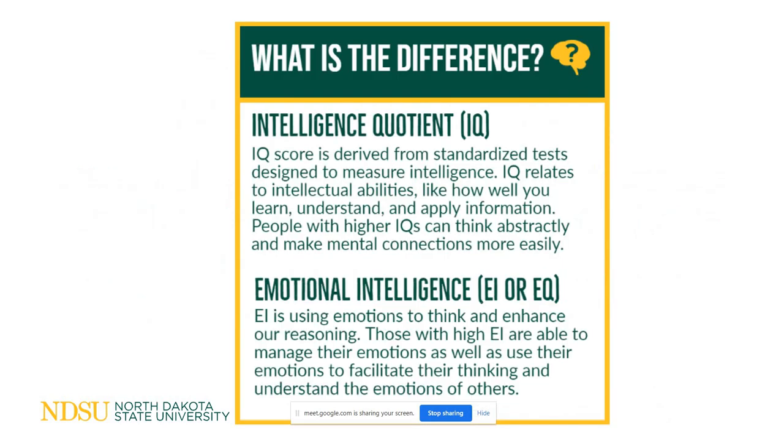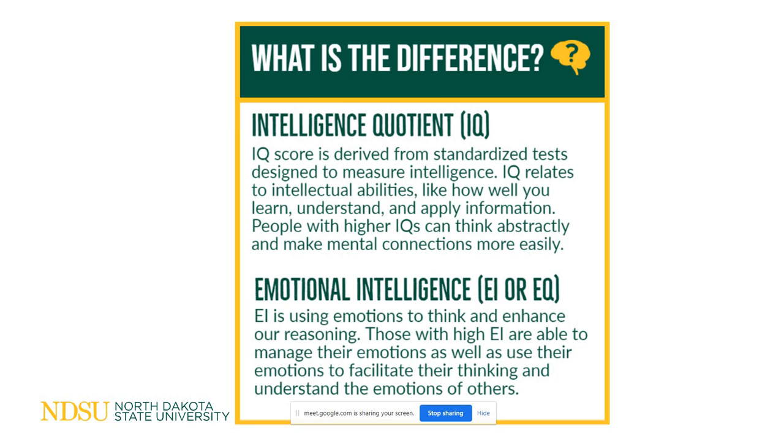What is the difference between emotional intelligence and IQ? The IQ score is derived from standardized tests designed to measure intelligence. IQ relates to intellectual abilities, like how well you learn, and how you understand and apply information. People with higher IQ can think abstractly and make mental connections more easily. So this is the IQ.